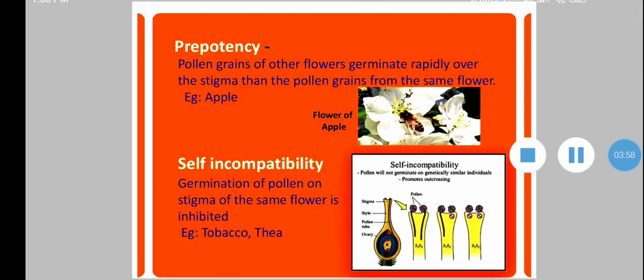So students, this topic, outbreeding devices, is also very important. A question may come to enlist outbreeding devices, or enlist and describe outbreeding devices, for 2 marks. So please go through the topic properly.